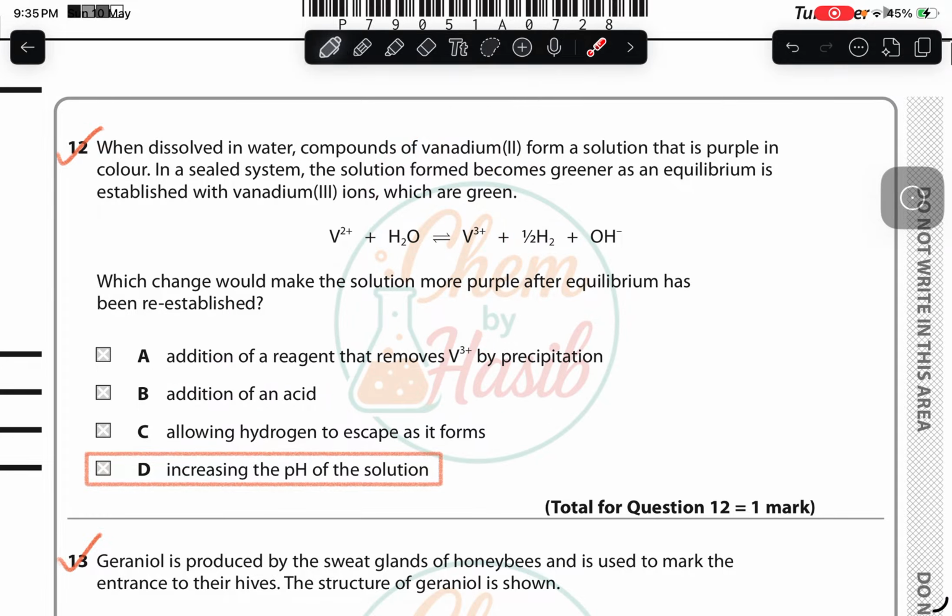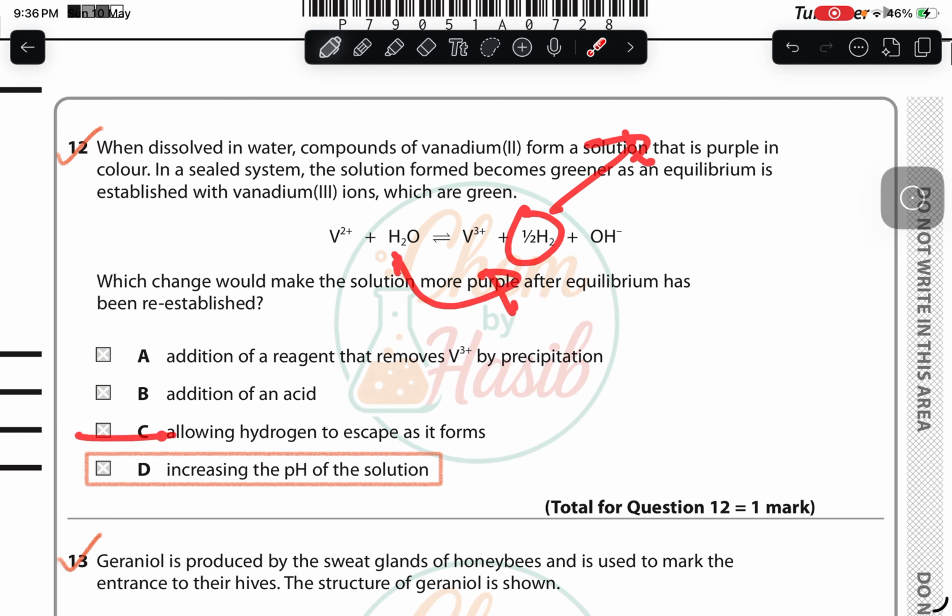Addition of an acid. If you add an acid, the OH minus will be neutralized, so the concentration of OH minus would decrease. Equilibrium will shift from left to the right. So that's also wrong. A and B are wrong. Allowing hydrogen to escape. If you allow hydrogen to escape, the position of equilibrium will again shift to the right. So C is also wrong.